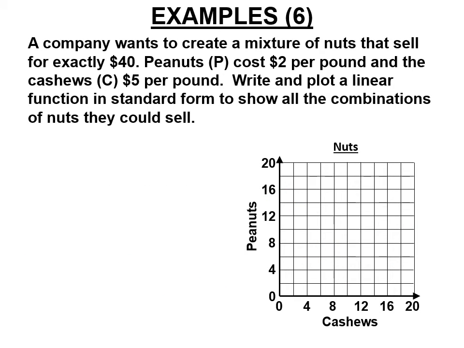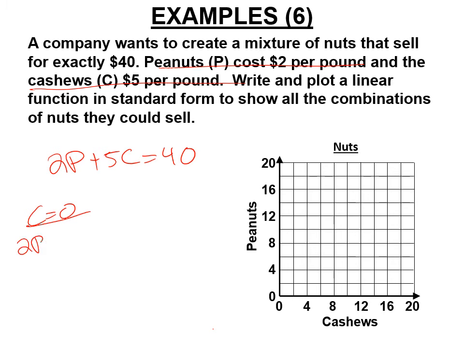Okay, so a company wants to create a mixture of nuts that sell for exactly $40. So the total amount of money we have is $40. Peanuts cost $2 per pound, 2p. There's our coefficient. And cashews cost $5 per pound, 5c. That's our equation. Now I'm going to do the y-intercept first, so I'm going to make C equal to 0. When C equals 0, we get 2p plus 5 times 0 equals 40. Divide both sides by 2, p equals 20. So 0, 20 right there. P equals 20 is right there.